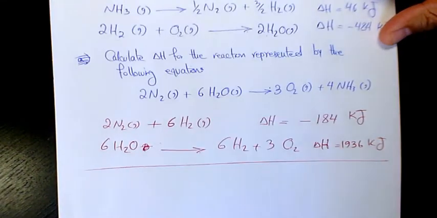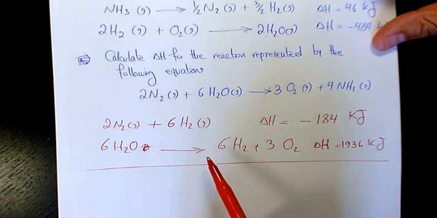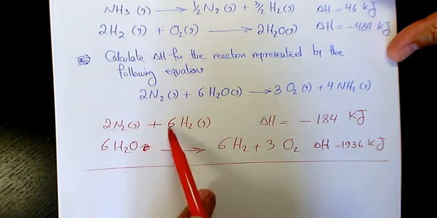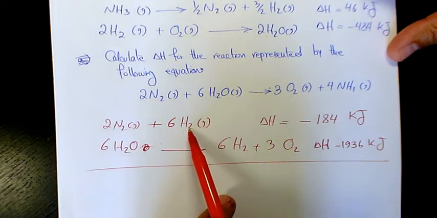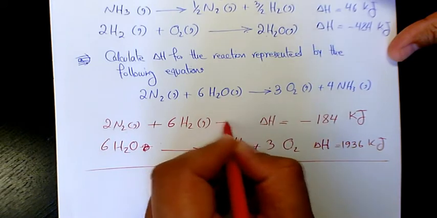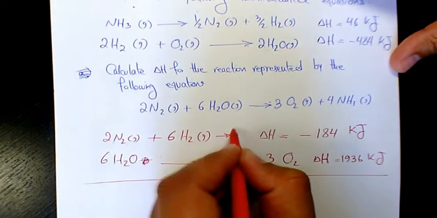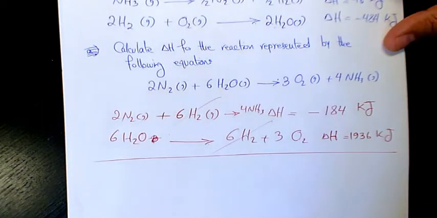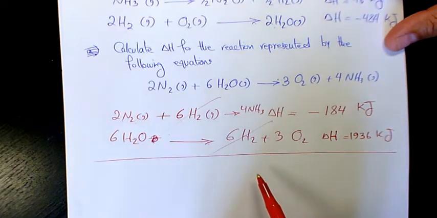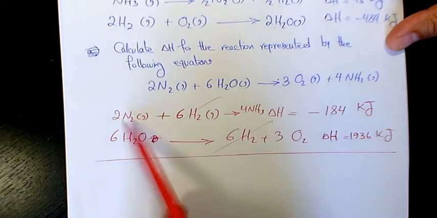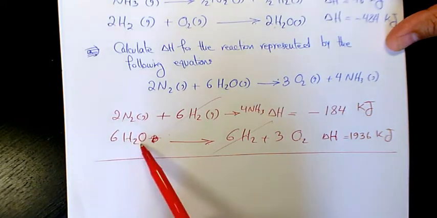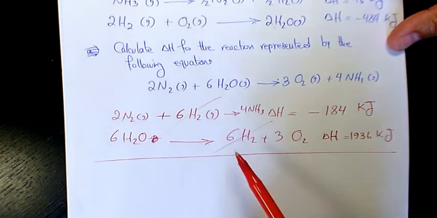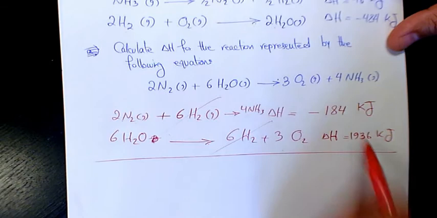So when you add them, it's going to be 2N2 plus 6H2O. That was the first reaction. I forgot to write the NH3 in here, which is 4NH3. So when you add them, these two, we have 6H2 and 6H2 cancelled out. And what else? We have 2N2 on this side, 6H2O. That's exactly what we have in the overall reaction. And we have 4NH3 plus 3O2. Perfect. So we just add them all.